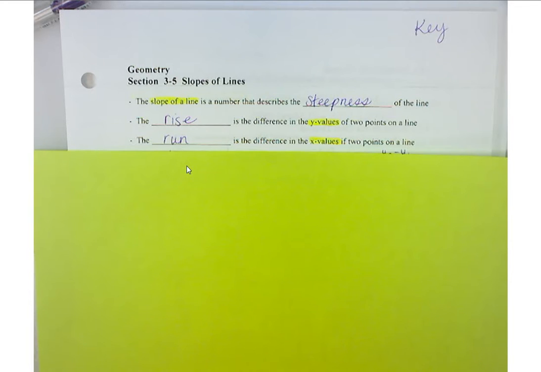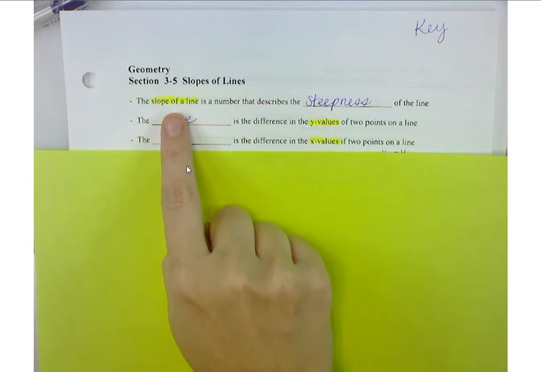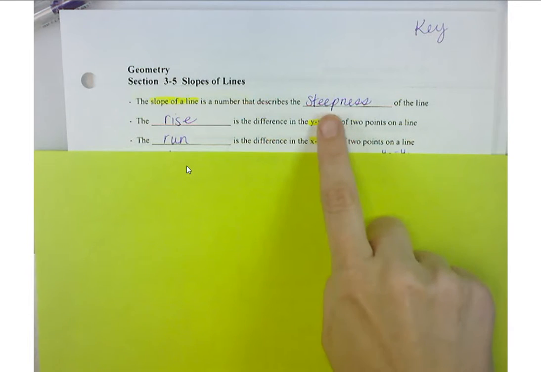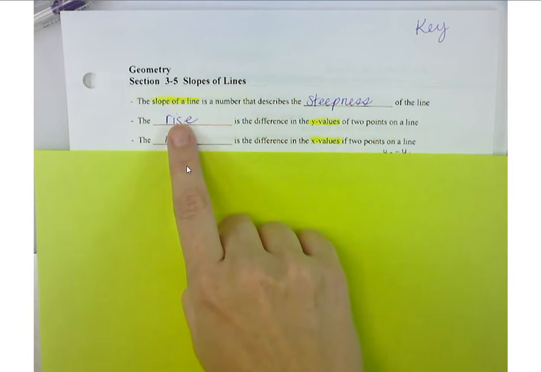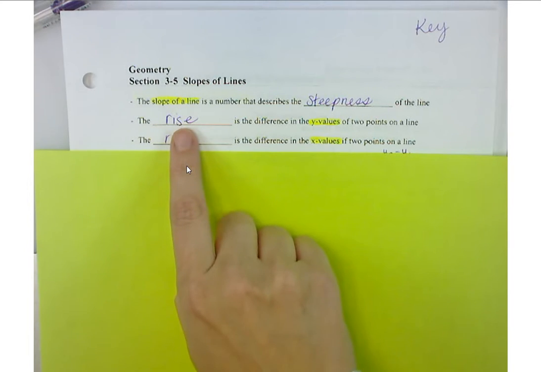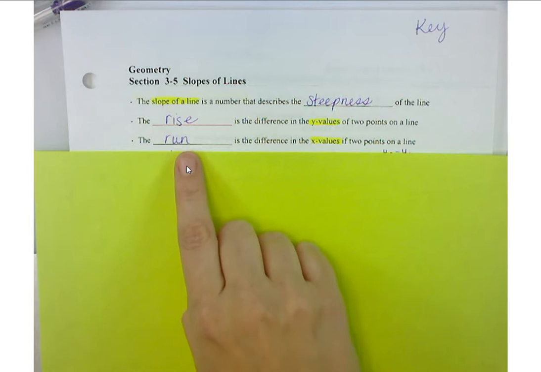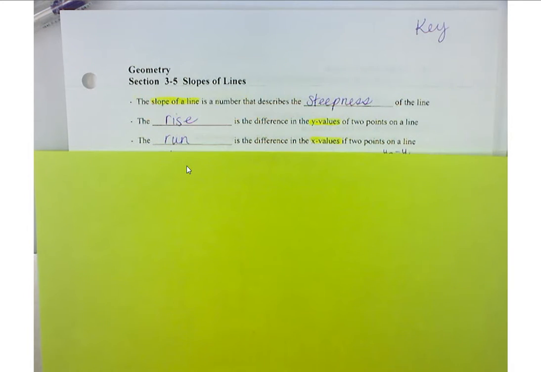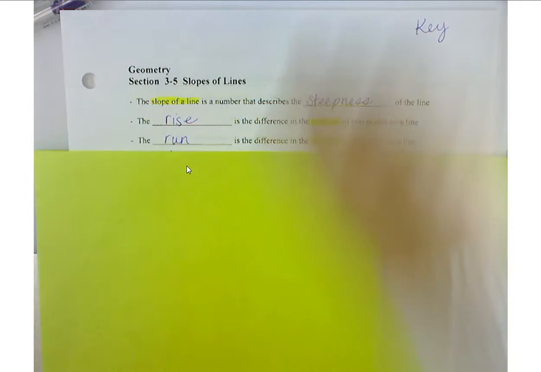Okay, so 3.5 is all about the slopes of lines. And we just talked about with our bell work how the slope of the line is going to describe the steepness. When you have the slope, in addition to the slope formula that we talked about, if you have your line on a graph, a popular way to find it is the rise over the run. The rise is going to be the y values, so that's like your vertical distance. The run is going to be your horizontal distance.